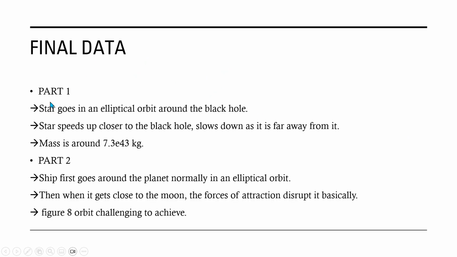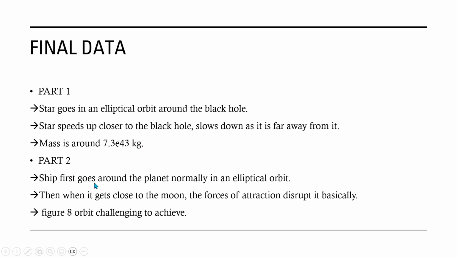For part 1, the star goes into an elliptical orbit around the black hole, as we saw. The star speeds up when it's closer to the black hole, and when it's far away on the right, it slows down. And the mass was calculated to be around 7.3 times 10 to the 43 kg.